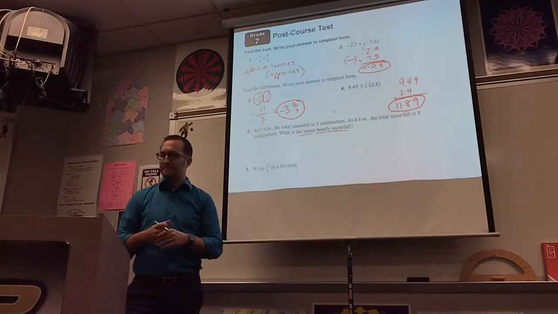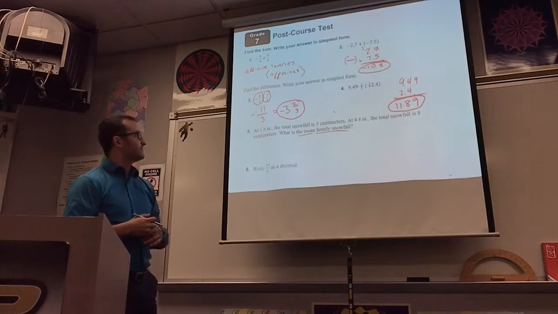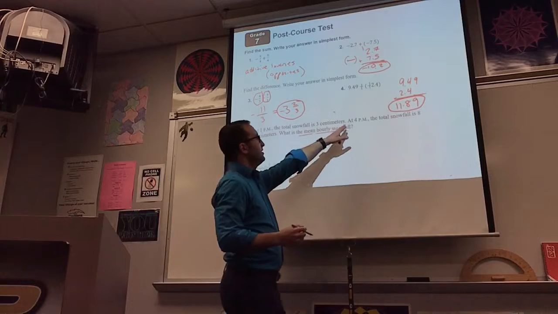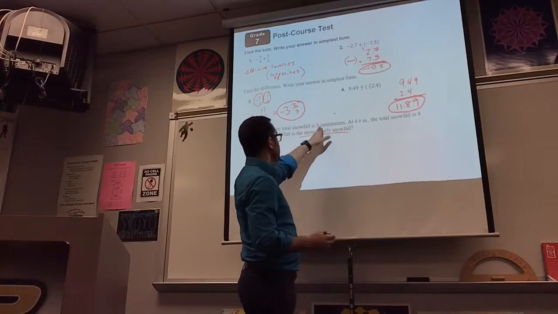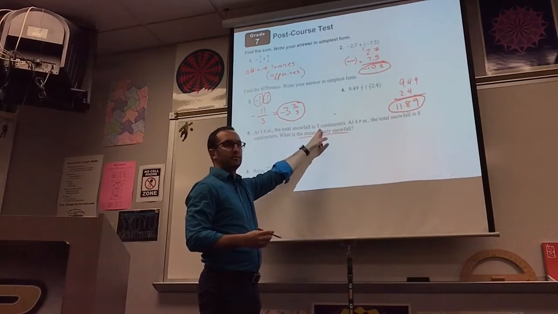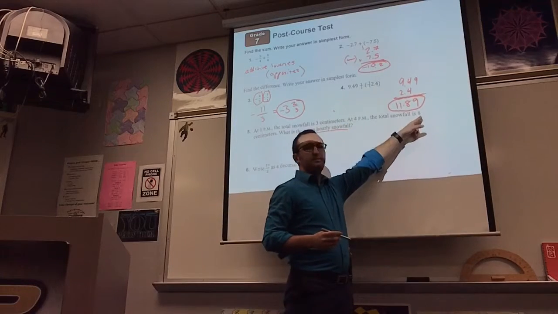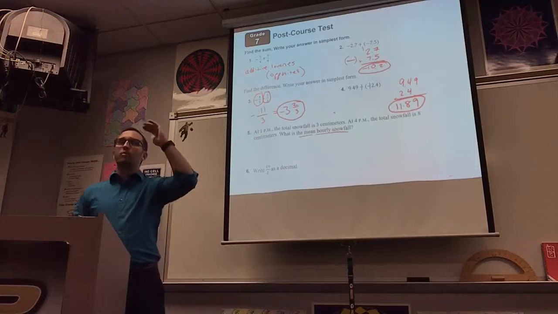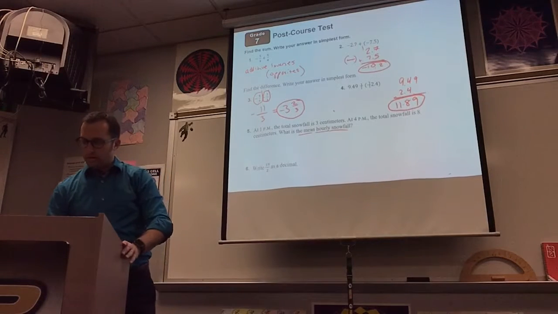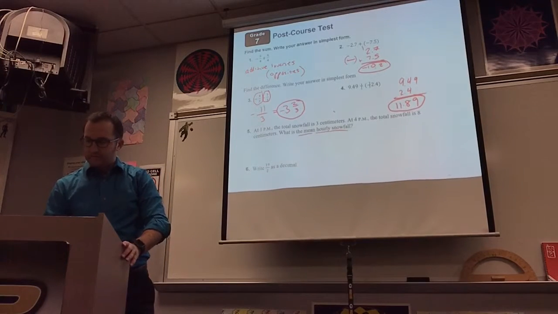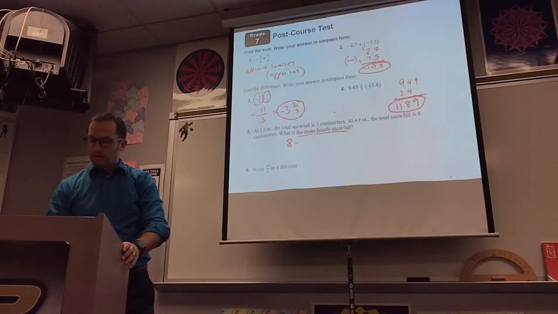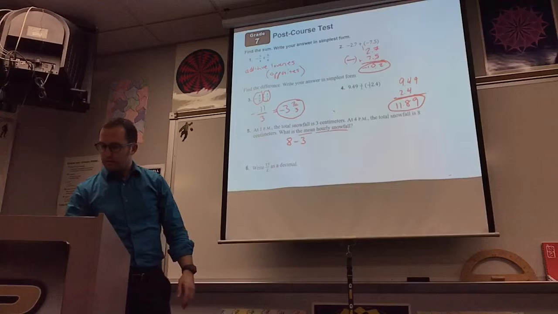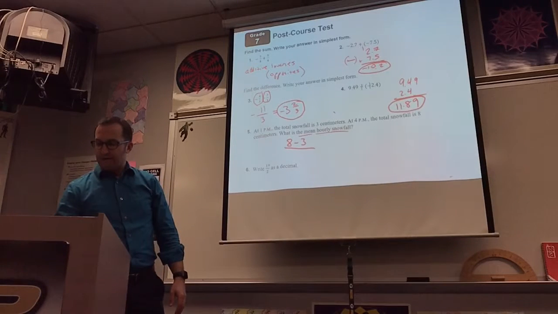Yeah. Would you subtract 4 minus 1 and then do 8 minus 3 to figure out... Yep. So the idea here is that at 1 p.m. it's at 3 centimeters. At 4 p.m. it's 8 centimeters. So what was the snowfall? Well, it was at 8 centimeters at the end, but it started at 3 centimeters. So that would be 5, right?